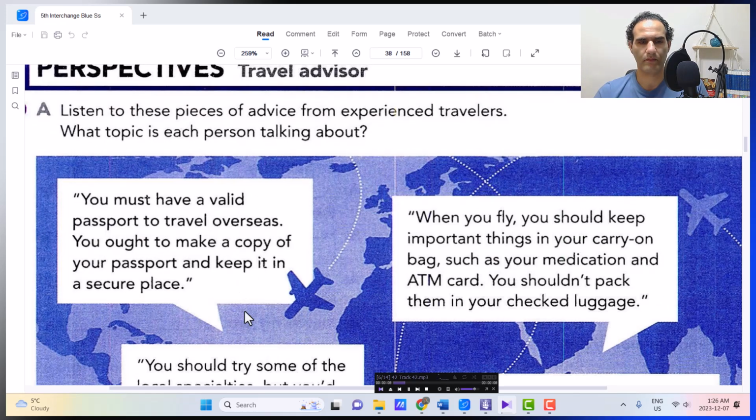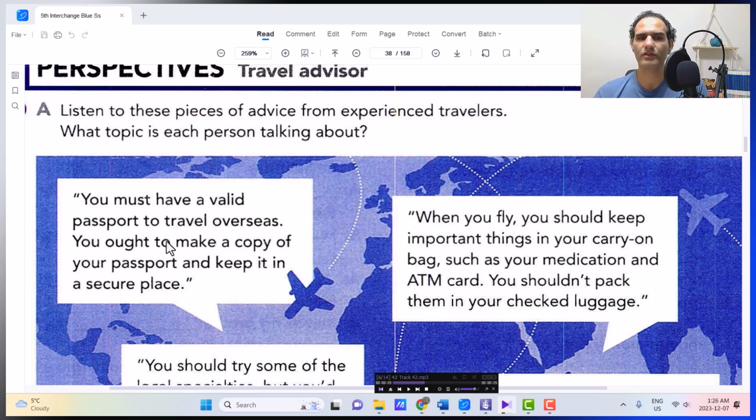Part A. Listen to these pieces of advice from experienced travelers. What topic is each person talking about? You must have a valid passport to travel overseas. You ought to make a copy of your passport and keep it in a secure place.